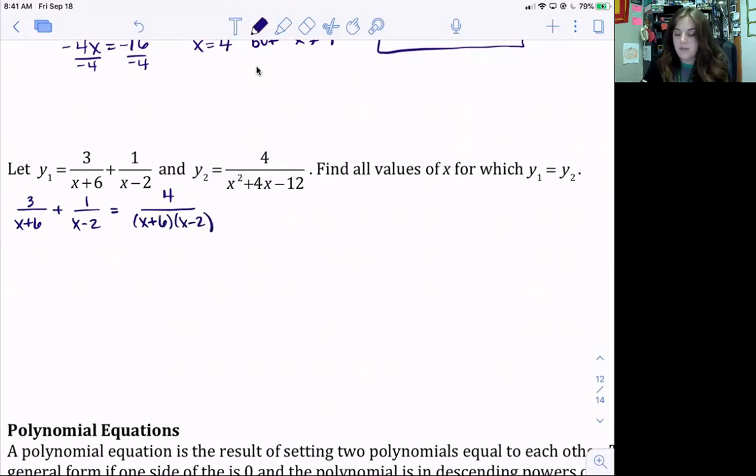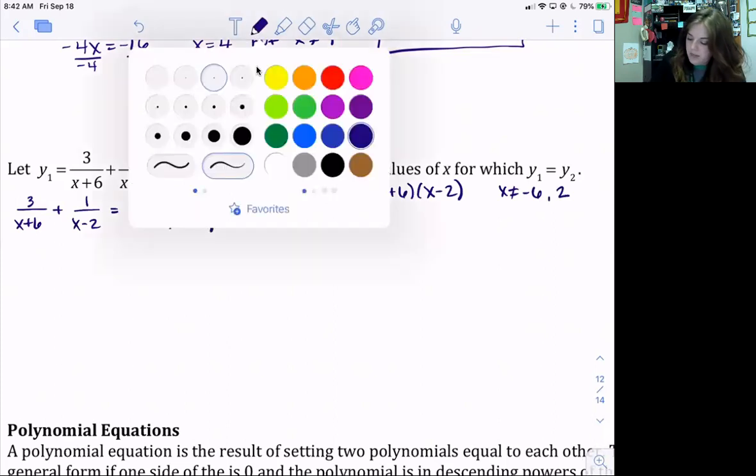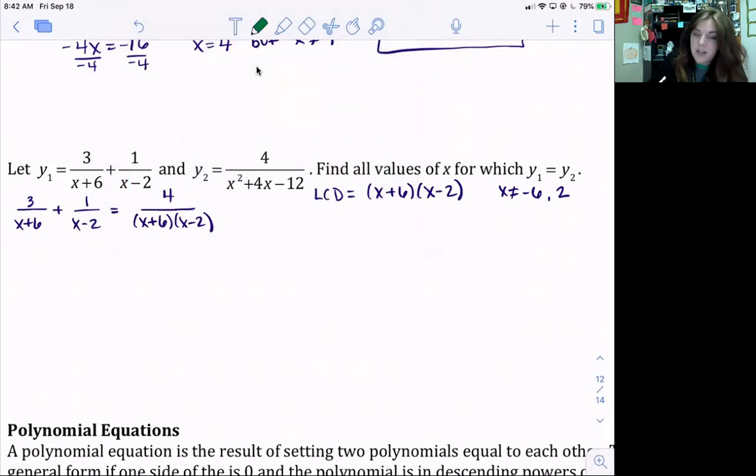And then we're going to go ahead and find our least common denominator, which is going to be x plus 6 times x minus 2. And then determine what x cannot equal. So x cannot equal negative 6 or positive 2. So multiply every term by your least common denominator. I'm going to squeeze that in here.